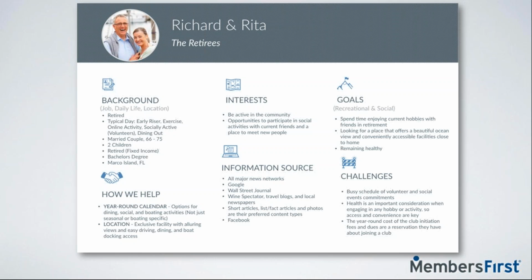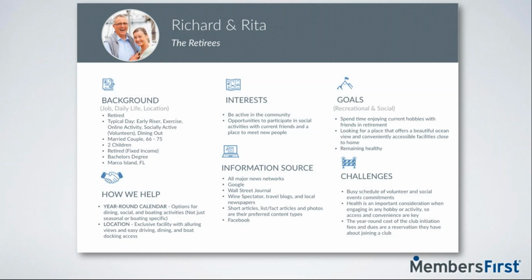So some of the things that we look to find out to help us understand who we're targeting is background information. Are they married? How many children do they have? Where do they live? What's their education background? What are they interested in? Are they interested in being active in the community? Are they looking for opportunities to find new friendships in a new community? Where do they get their information from? Of course, everybody gets their information from Google, but is Richard and Rita the type of people who are reading the Wall Street Journal and Wine Spectator, or are they the people who are reading travel blogs and local newspapers?